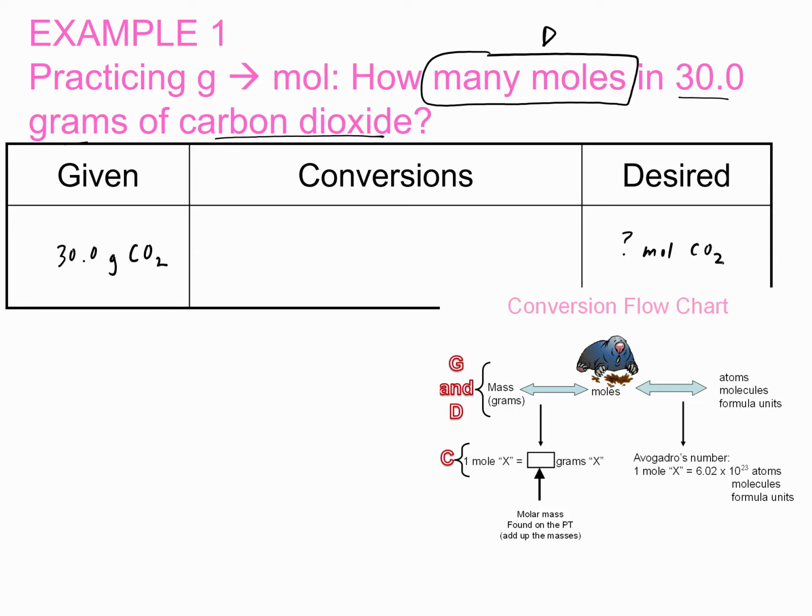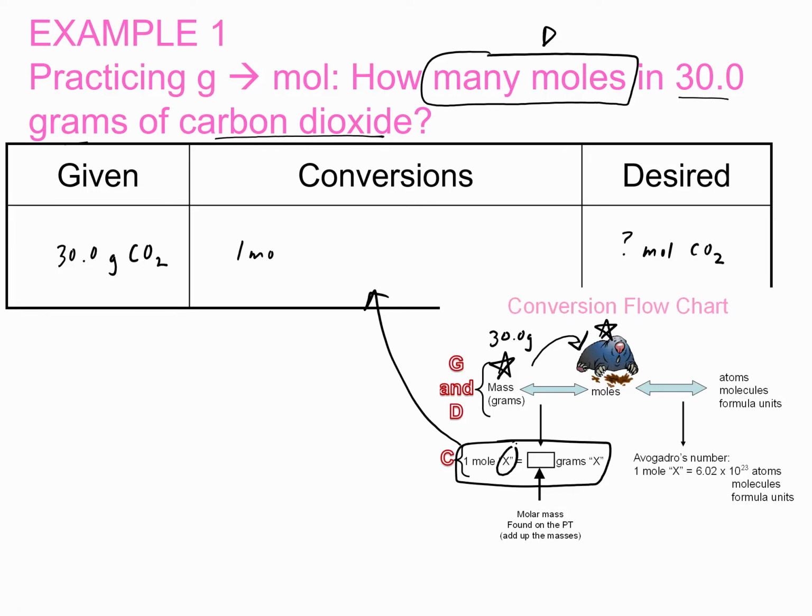The next thing to do is figure out where we are on our conversion. Figure out where you are on here and then where you're going. So we're actually starting here at grams. We have 30.0 grams, and we're trying to go here to the mole. So this problem is only going to take one step. It's just a molar mass step. That's it. So I'm going to copy the molar mass right here.